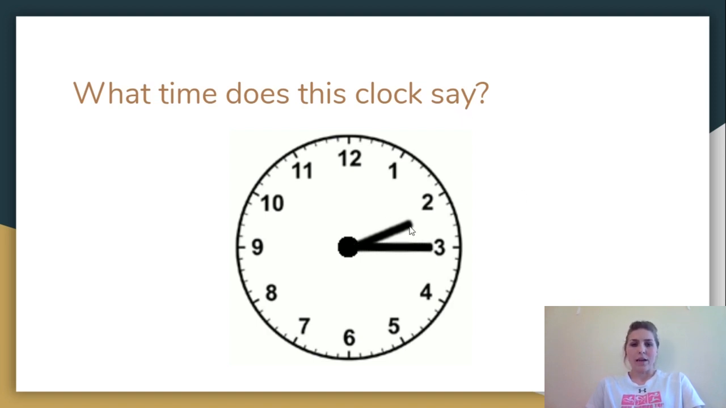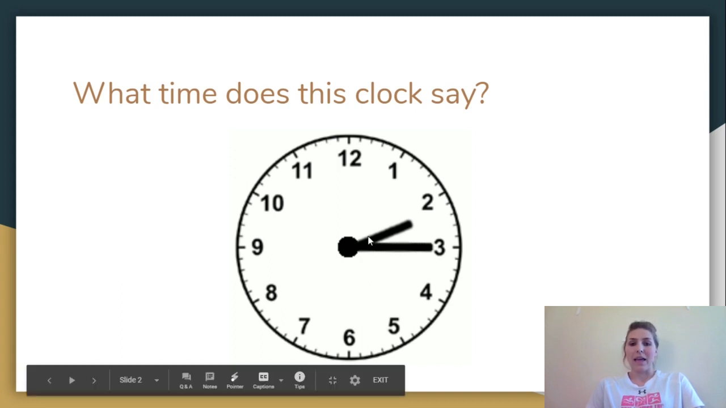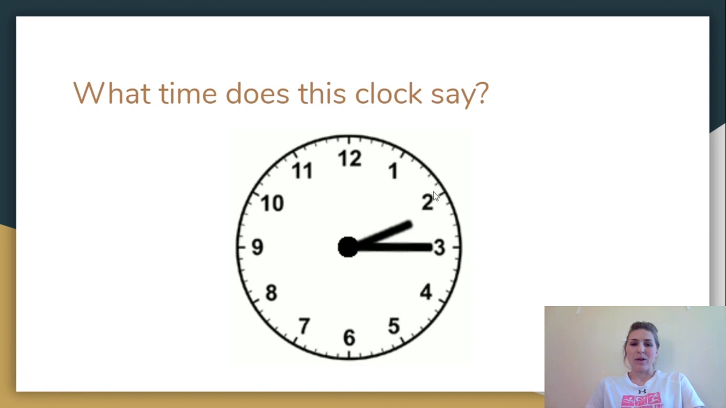So the short hand represents the hours, and then the long hand represents the minutes. The short hand is just a little bit past the 2, so I know that the hour is 2 o'clock. And then the minute hand is pointing at the 3, but we don't want to say it's 2:03. The minutes count by 5, so 5, 10, 15. This clock says 2:15.